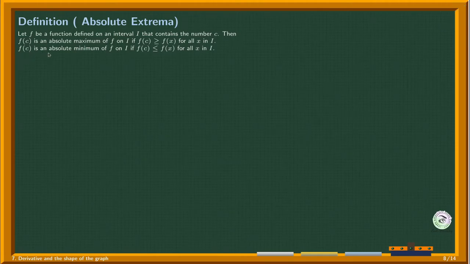Then we say f(c) is an absolute minimum on I if f(c) is less than or equal to f(x) for all x in I. So that means f(c) is the minimum value attained by the function inside this interval. Again, in the example where we have several classes taking the same subject, this is the student who gets the lowest score out of all the classes.